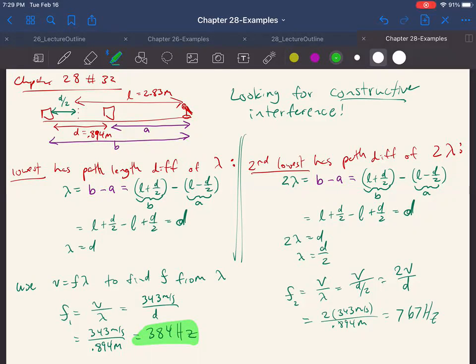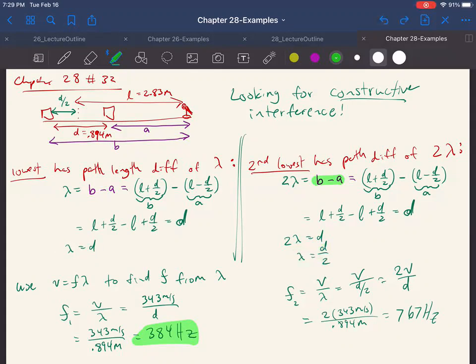The second lowest that will do it has to have a path length difference of 2 lambda. This will give us the second longest wavelength that will interfere constructively. So again, it's that B minus A whole thing. And that means that essentially 2 times lambda has to equal the distance between the 2 speakers. So 2 lambda equals the difference in the distances. So 2 lambda equals D. So lambda then equals D over 2 this time. Instead of just D like it was back then, it's D over 2.